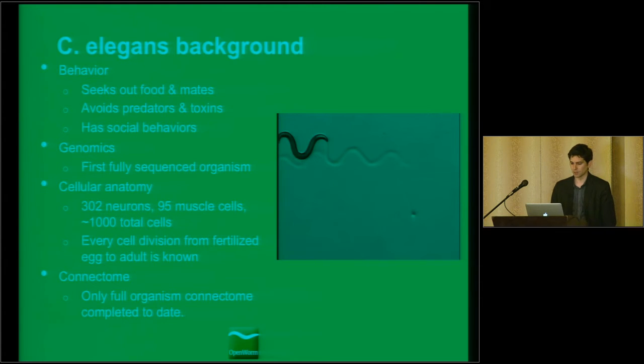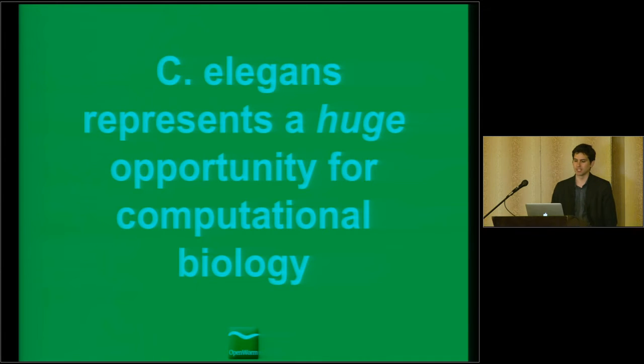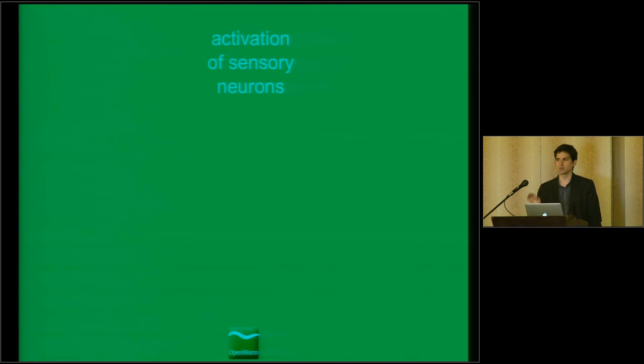Okay. So I believe, and we believe at the project, that C. elegans represents a huge opportunity for computational biology. I'm going to talk to you a little bit about that. So one of the things that we aim to do is to close a loop that hasn't really been closed in modeling work before, in the way that I think we really need in order to move forward in computational biology.